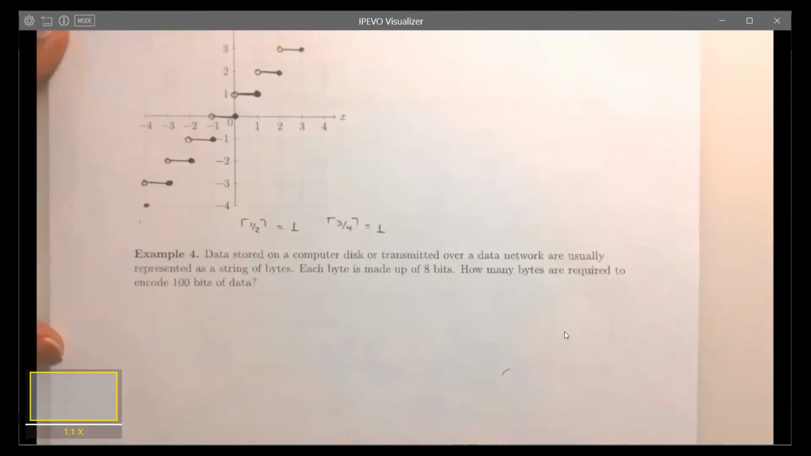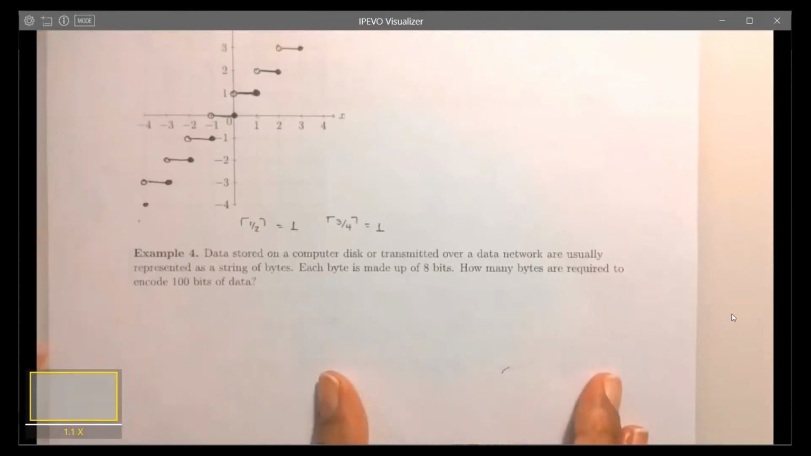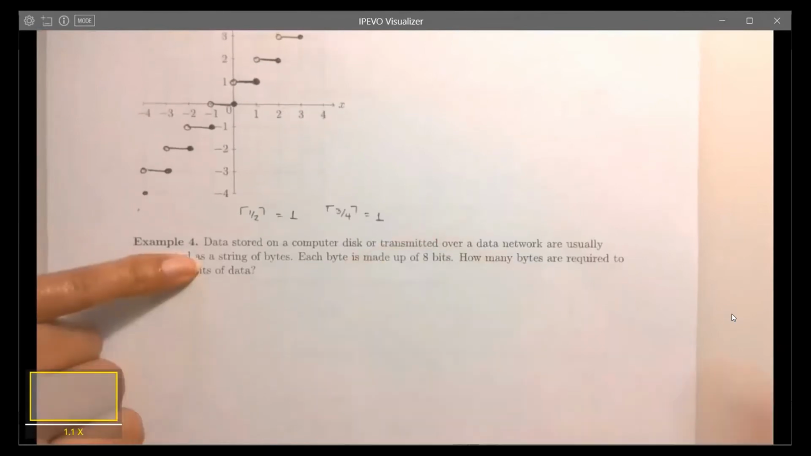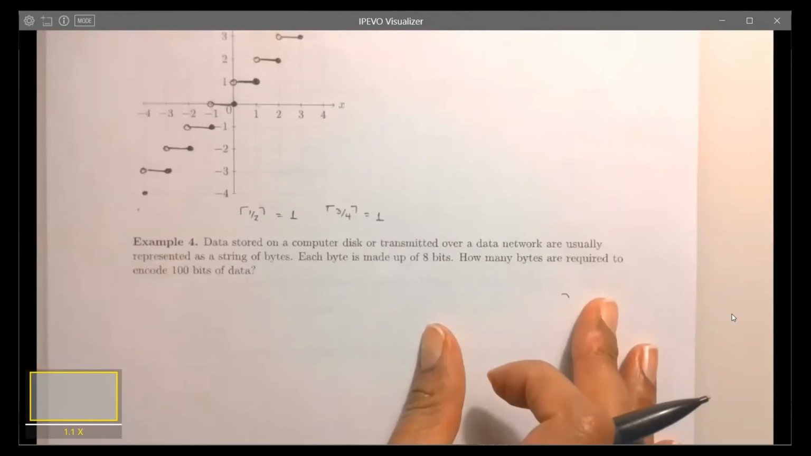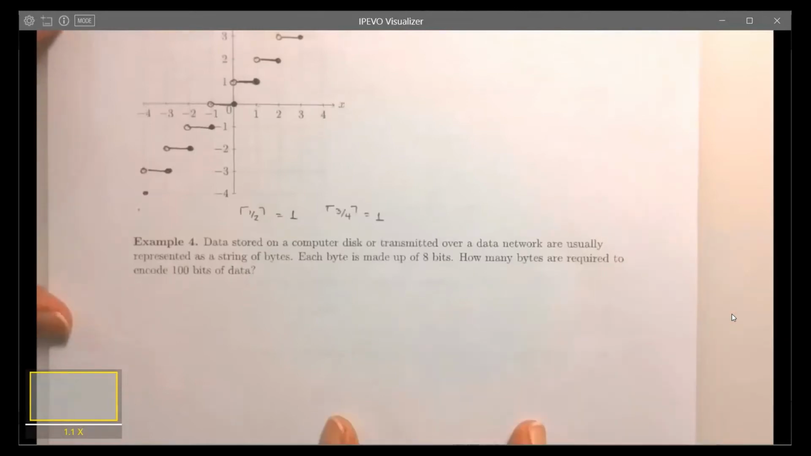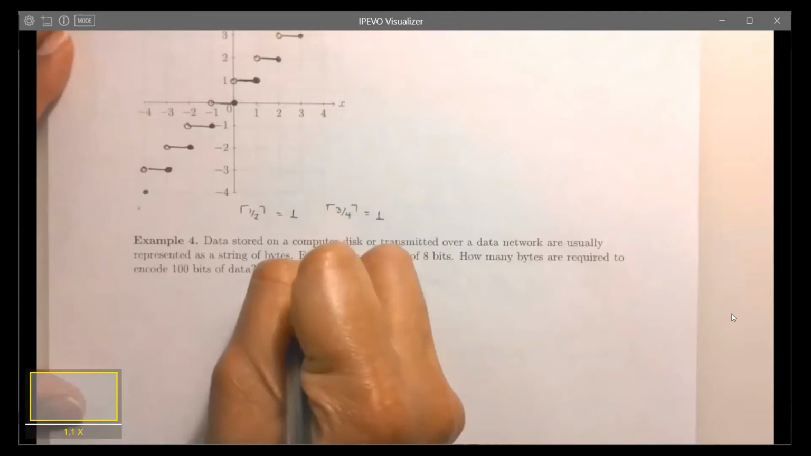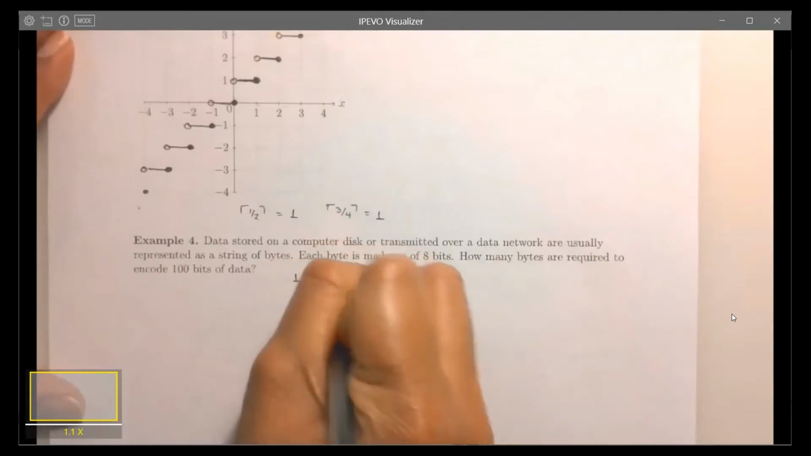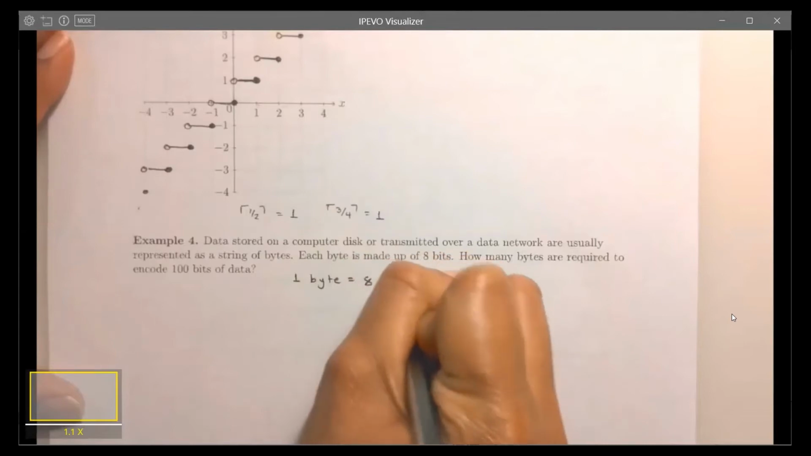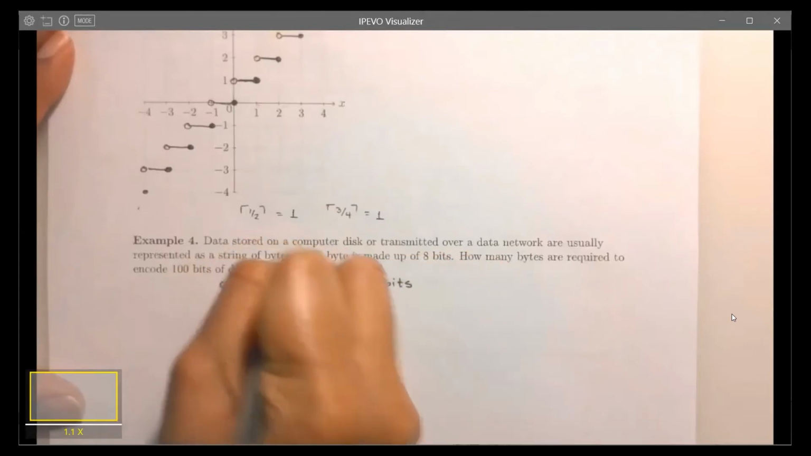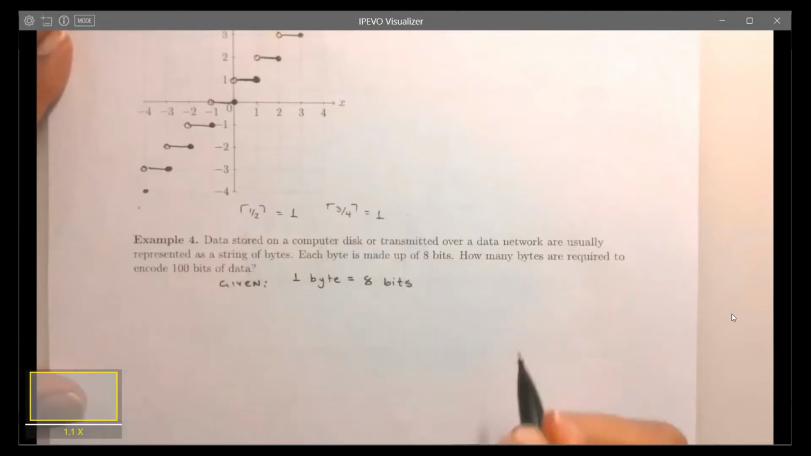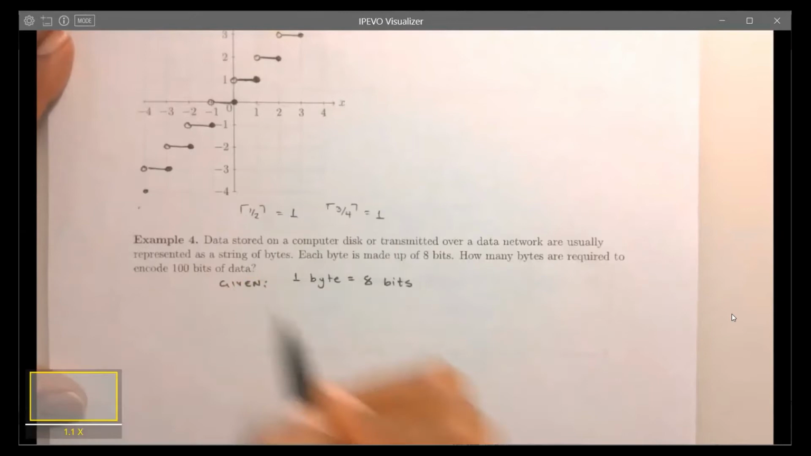All right. So here's a little bit of an application for those ceiling and floor functions. Data stored in a computer disk or transmitted over a data network are usually represented as a string of bytes, and each byte is made up of 8 bits. How many bytes are required to encode 100 bits of data? So just to reiterate here, they're telling us that 1 byte is equal to 8 bits, and that's our given. And we want to know how many bytes are necessary to encode 100 bits of data.